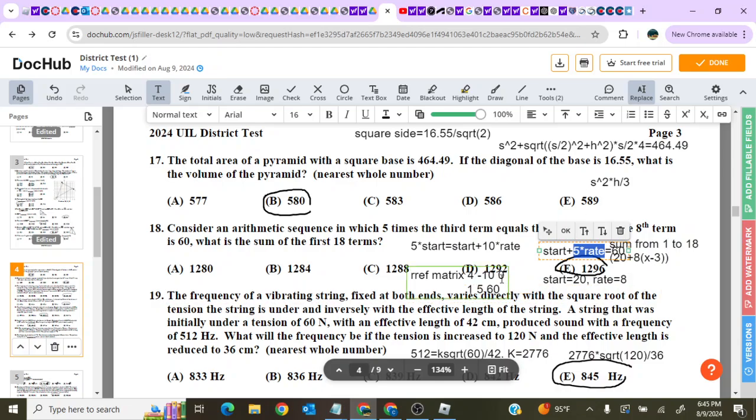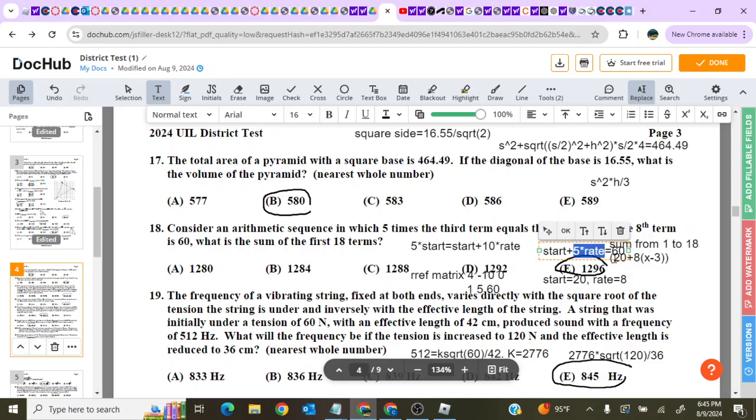So we can use a system of equations for this. 5 times the start is equal to start plus 10 times rate. So 4 start minus 10 rate is equal to 0. And then we also have this equation, start plus 5 rate is equal to 60. RREF for that, and you'll get a start of 20 and a rate of 8.